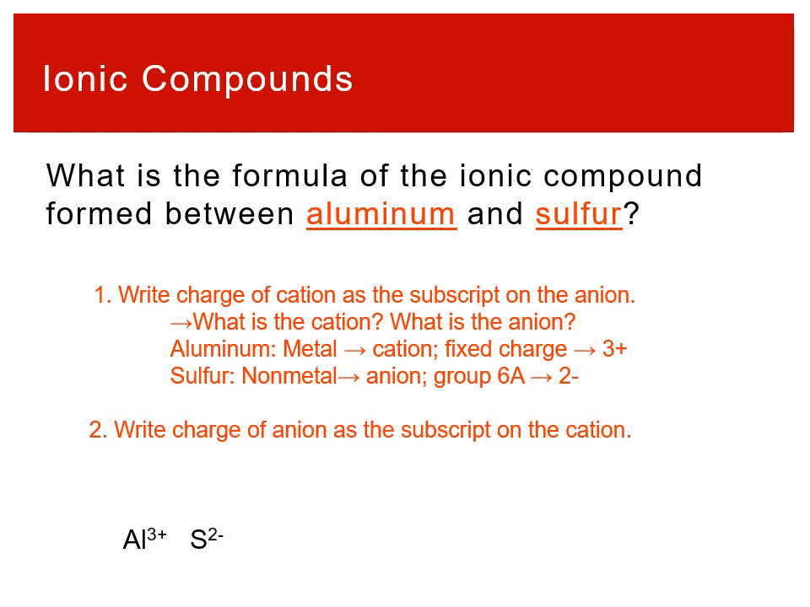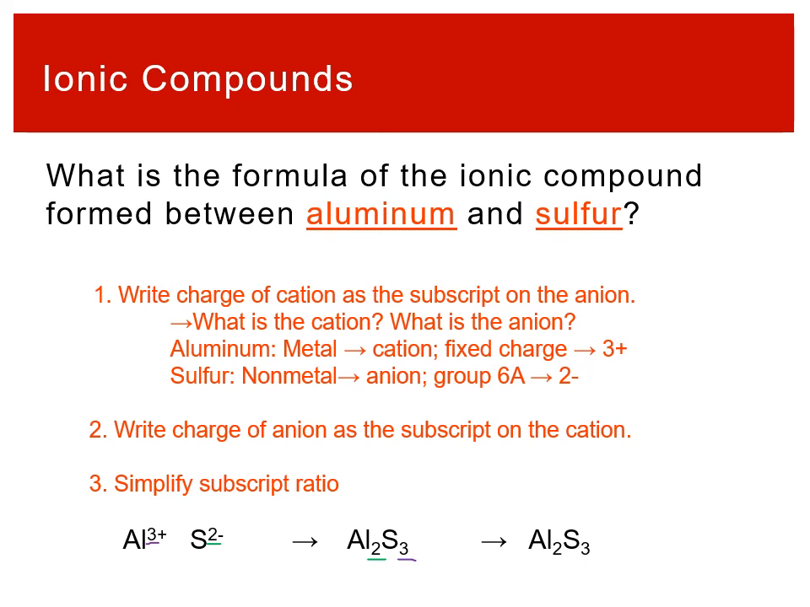Now we can go through the process of swapping my subscripts. The 3 goes from the aluminum to the sulfur. Again, I don't take the charge. The 2 from the sulfur goes to the aluminum. We just take those numbers. And then the final step was to simplify. Well, 2/3 is already simplified. We're good to go.